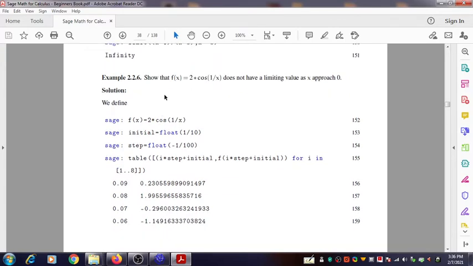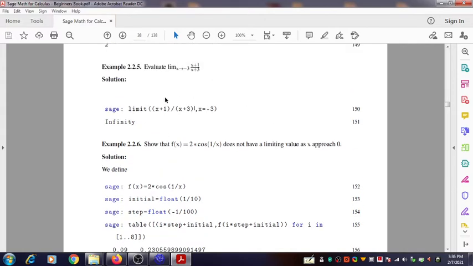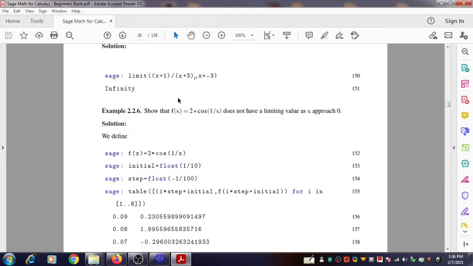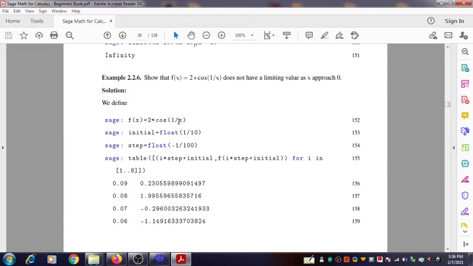Now the next question. You have to show that f(x) equal to 2 into cos(1 by x) does not have a limit. It does not have a limiting value as x approaches 0. We want to show that as x tends to 0, the function f(x) equals 2 cos(1/x) does not have a limit.